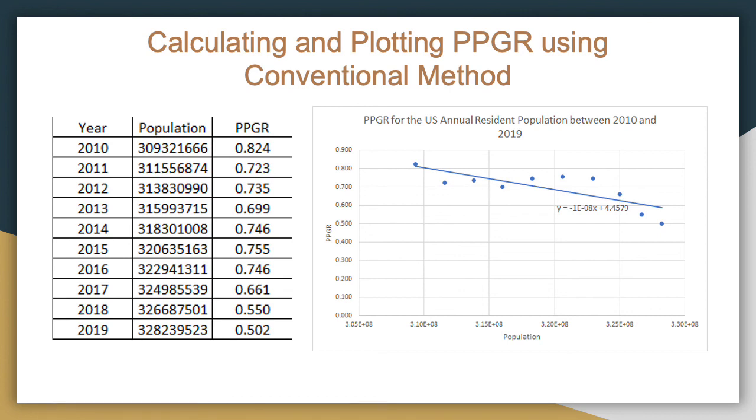As you can see in the table, the first column represents the year, the second column represents the population, and the third column represents the Ppgr. Please note that the values for the Ppgr were calculated using the conventional method.